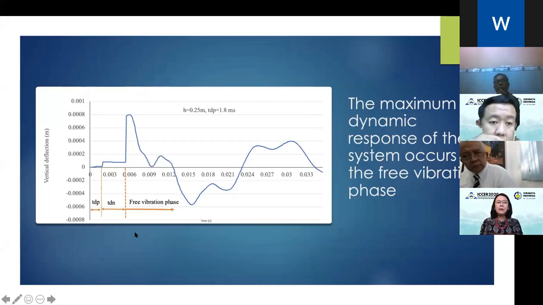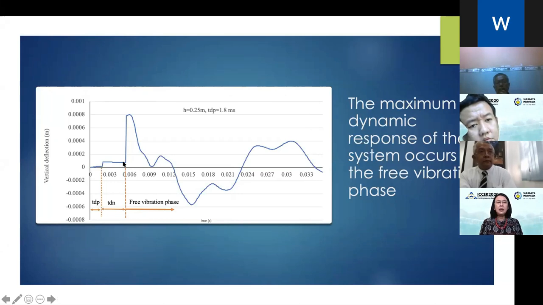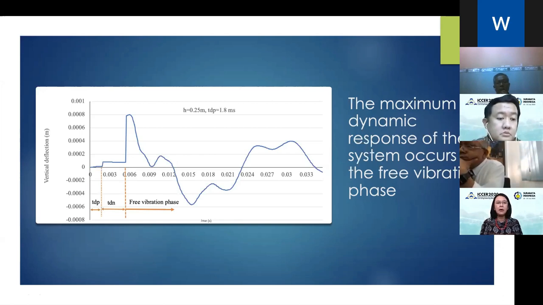I would also like to explain right here that the maximum dynamic deflection occurs not in the negative phase or in the positive phase, but during the free vibration phase. You can see here, during the positive phase, this is the response, and then during the negative phase like this. But after the negative phase is over, due to the initial condition at the end of the negative phase, it becomes a free vibration phase. So all the maximum responses, not only the vertical deflection, but also the bending moment, the shear force, and the stress distribution, also occur during the free vibration phase.